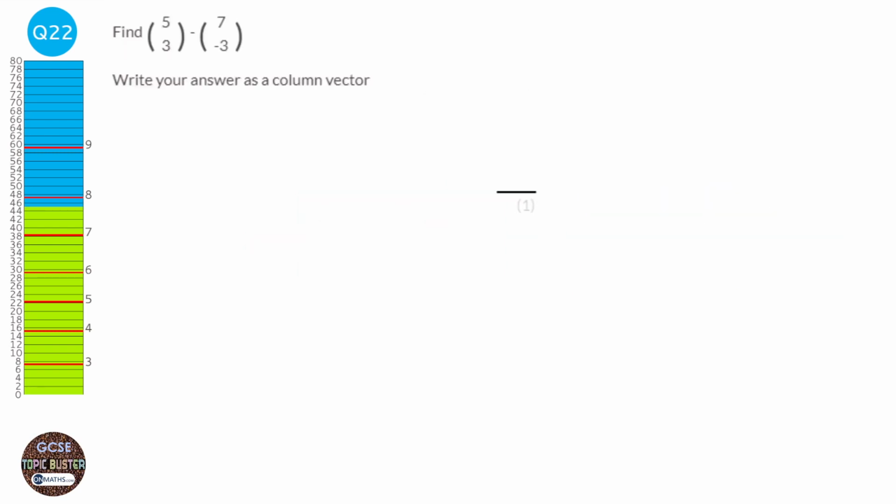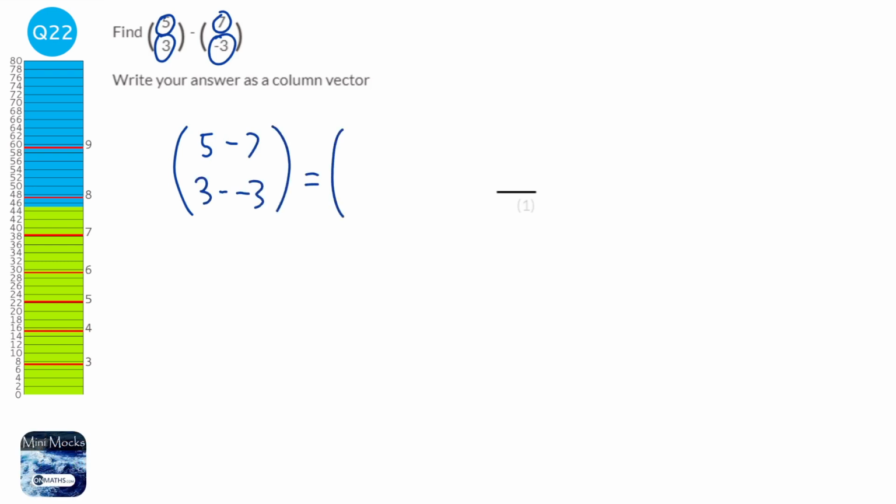So for this question, we're just going to subtract the tops and subtract the bottoms. So we've got 5 take away 7 at the top and 3 take away minus 3 at the bottom. 5 take away 7 is minus 2. 3 minus minus 3, well, 2 minuses make a plus, so that's going to be 6. So our answer will be minus 2 at the top and 6 at the bottom.